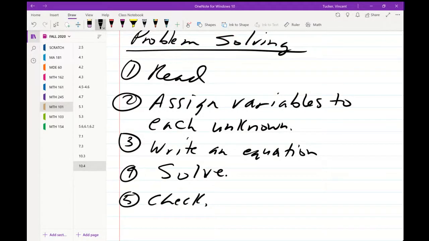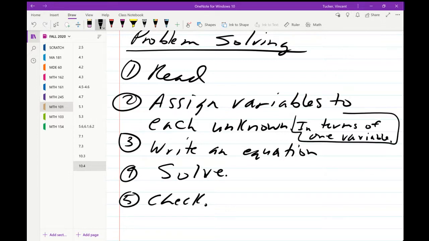All right. So, you want to read the problem, make sure you completely understand what they're asking of you. You want to assign variables to each unknown. And you want to write it in terms of one variable. I'll show you what I mean when we get there. But you don't want to have more than one variable. You don't want to have X, Y, and Z if you have three unknowns.